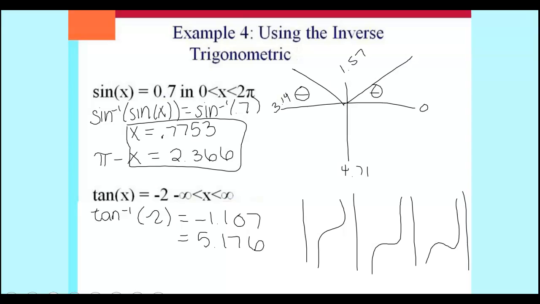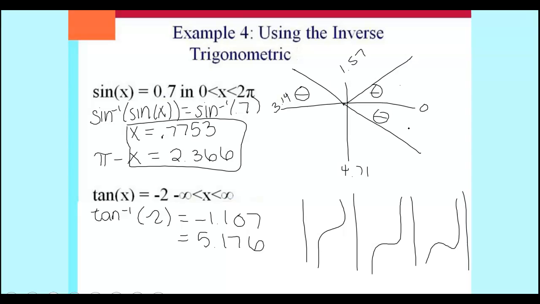5.176 is going to live in what quadrant? 4. And that should make sense that this first answer was negative, because arc sine on our calculator can only produce answers from quadrants 1 or 4. Sine and tangent are both negative in quadrant 4.